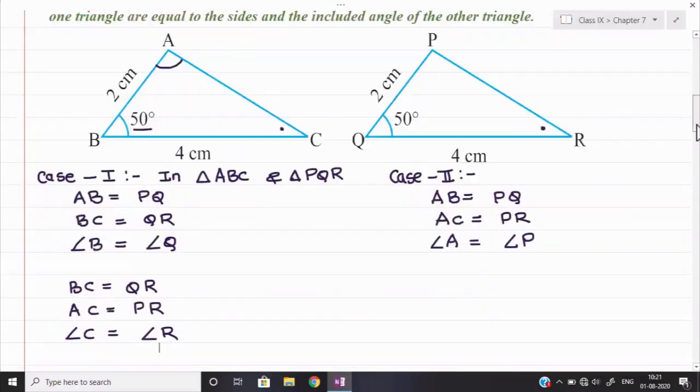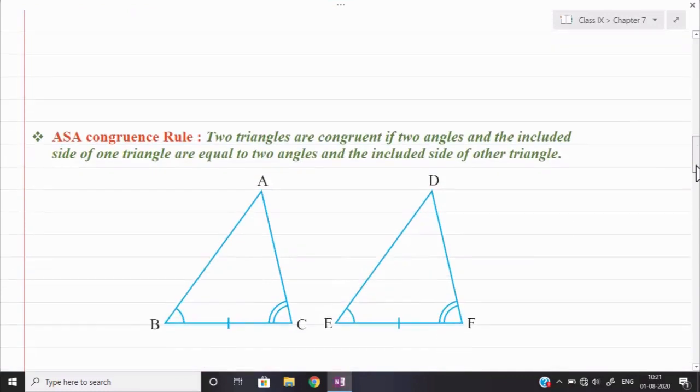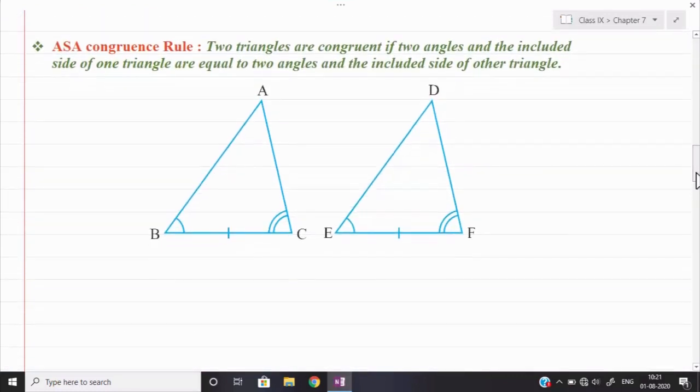Similarly, let us see the second theorem. The second theorem is given here as the angle side angle congruence rule. Now see, it is just opposite to side angle side. In side angle side we have taken two sides and one included angle. Here we shall take any two angles and a side included between the two angles. So see, two triangles are congruent if two angles and the included side of one triangle are equal to the angles and the included side of the other triangle. See, as per the figure, whatever things are given equal, first I will take that case.